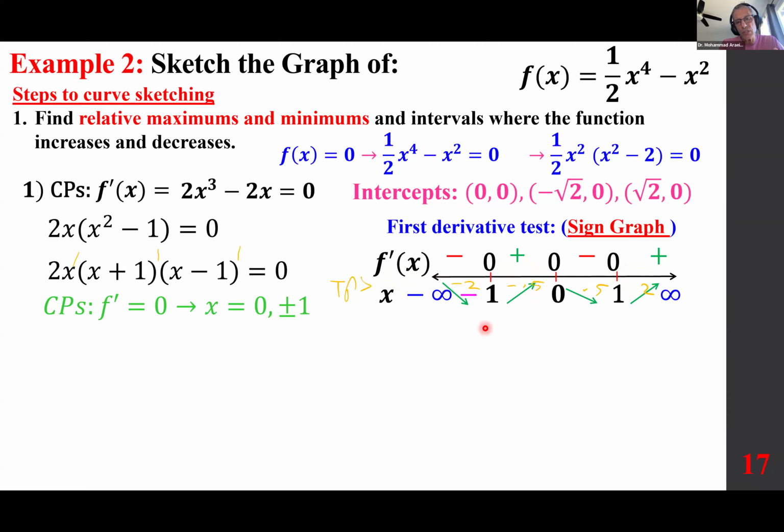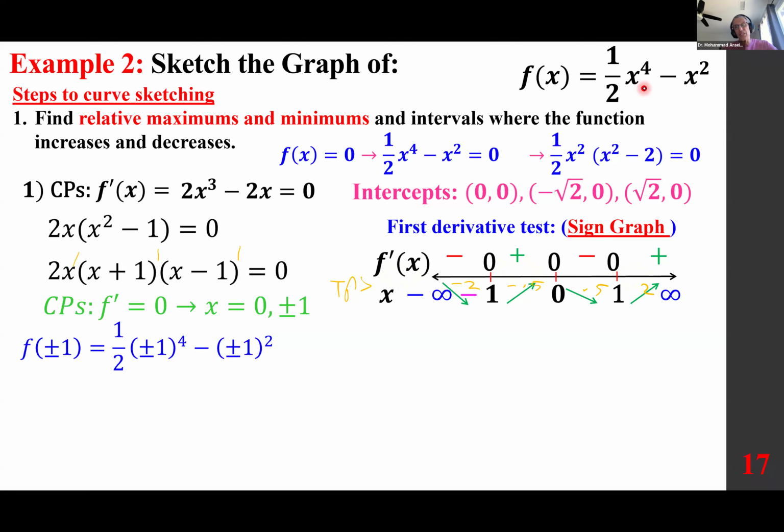As it changes from decreasing to increasing, it gives us a local minimum. As it changes from increasing to decreasing, local maximum. Again, decreasing to increasing, local minimum. So the local minimum occurs at x equals -1, also x equals 1. We're going to put it in to find the y coordinates.